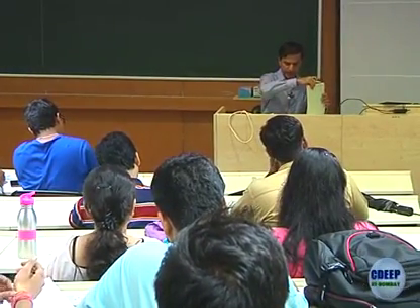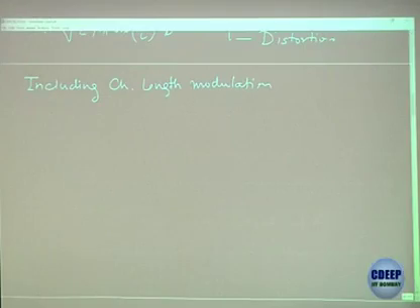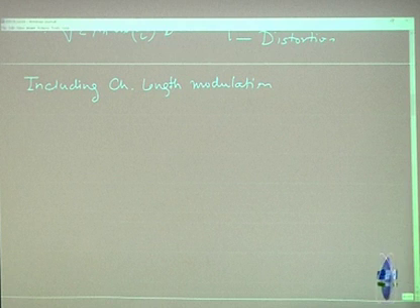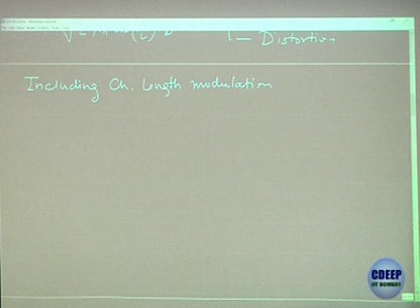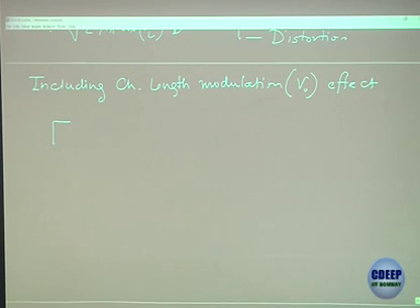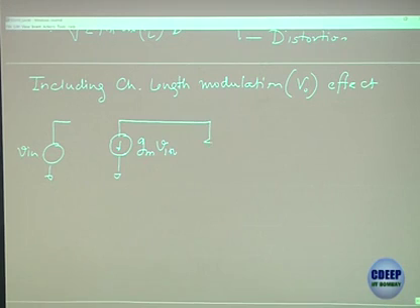So now since we did the simple analysis, let's do a little more complex. We are going to build step by step how to do this thing. So including the channel length modulation now, or R out effect. So you have V in and you have GM times V in and you have R out and then you have R D.